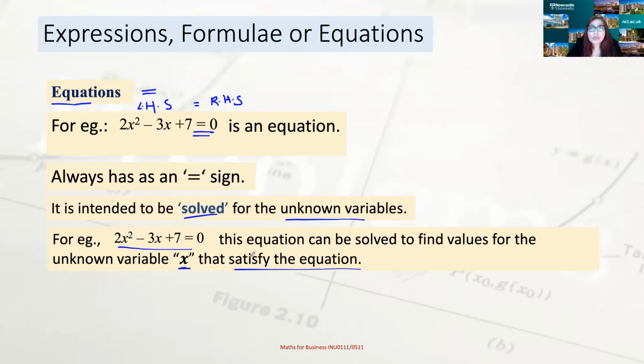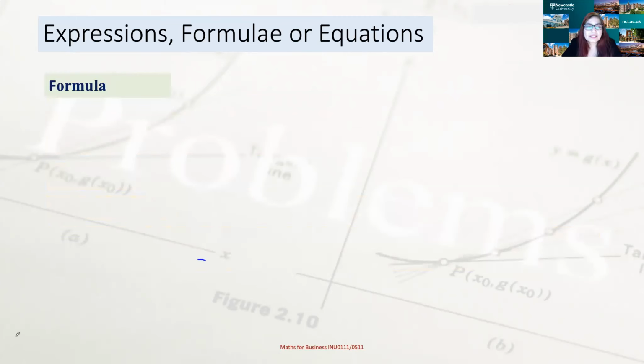What do I mean by satisfy the equation? First I solve the quadratic equation, I find the value of x, I put the value of x here, and if I simplify it, I should get 0. That is the meaning of the sentence, satisfy the equation. We'll see that later, okay?